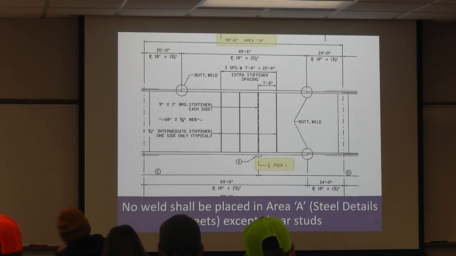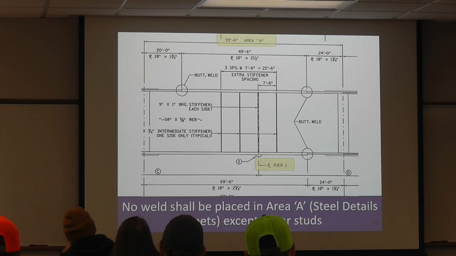Within the spec book, it talks about area A. So you remember our continuous beam versus our simple span beam. Area A is going to always be that top flange that's subject to tension under dead flow. So it's permanently in tension. It's going to be defined in your plan set.